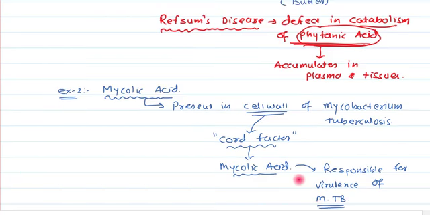So we have seen three different kinds of classification of fatty acid. With this, I complete my classification of fatty acid.